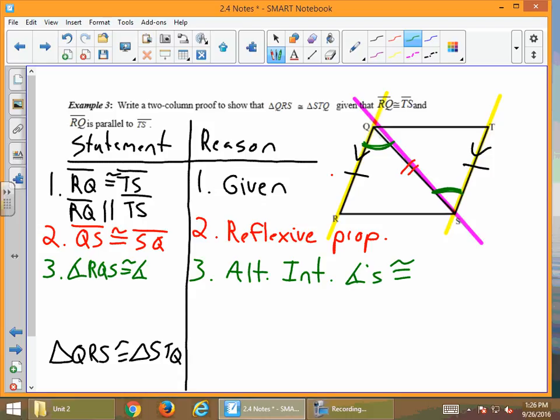So what would be the other side of that angle called? What is it? TSQ, yep. I went across the black tick mark to the green arc to the red tick mark. So yes, it's going to be TSQ. Okay, that's it.